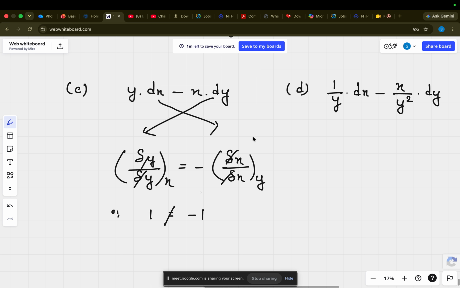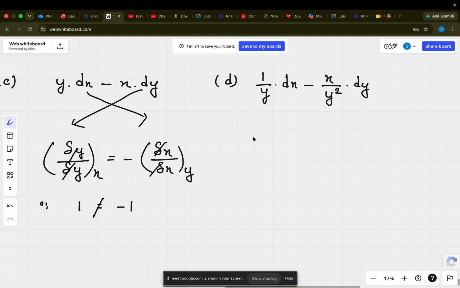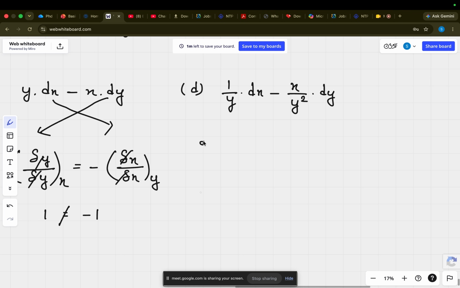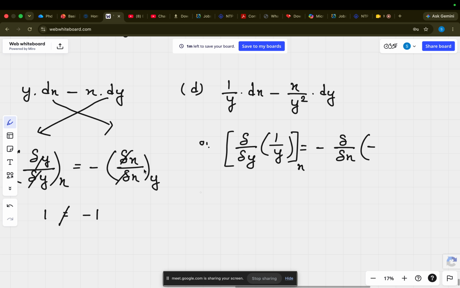This also not equal, sir? What you have to do? First of all, interchange them. So interchange, what will I get? Del y of 1 by y is equal to, what is the constant? x. On the right-hand side I have minus del x of x by y square. X by y square, what is the constant? Y. Fine.